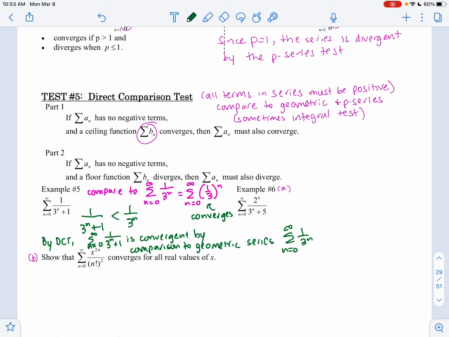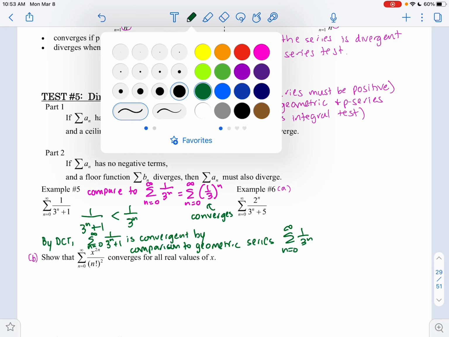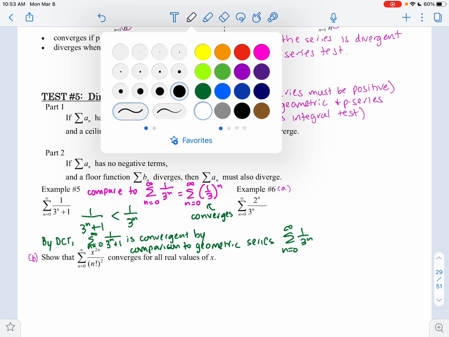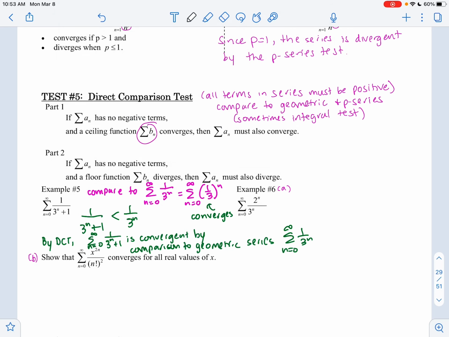Okay, so now when we look at example number 6a, we're going to do something similar. If I ignore that constant value of +5, then I have 2 to the n over 3 to the n, which is the same thing as comparing it to the geometric series (2/3) to the n. So I'm going to compare to (2/3) to the nth power.